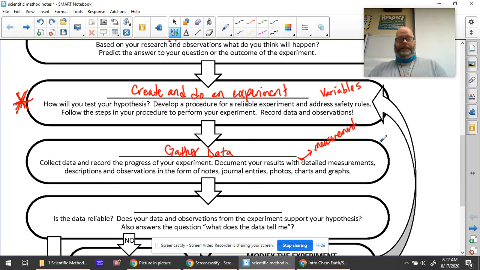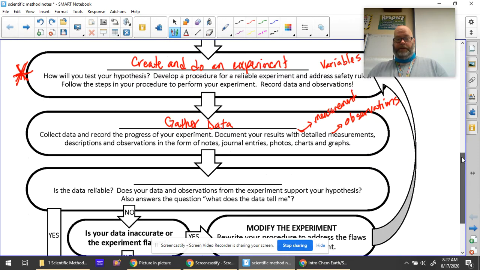And we want to do that in inches or feet or whatever we're measuring in. And that one of them is starting to get yellow and drying out. Okay. That's qualitative data or observation. So we want to make sure that we're doing both. All right. So we're gathering our data.